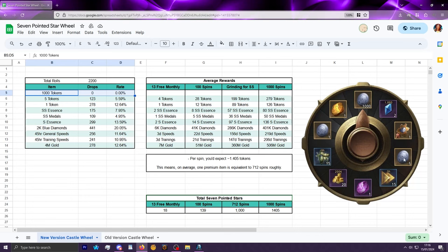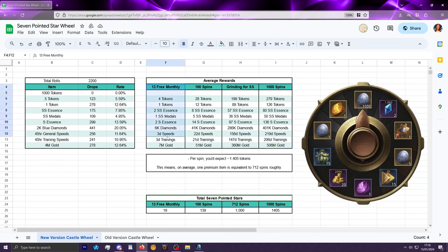So for the 5 tokens here, the drop rate is 6%, which is higher than I would have expected going in, honestly. Quite high for 5 7-pointed stars on the wheel, and for the 1 7-pointed star, it's about 12.5%. You're approaching about 20%, one in every 5 spins you do in this, hitting additional 7-pointed stars, which really helps tick up the total amount you're going to get.